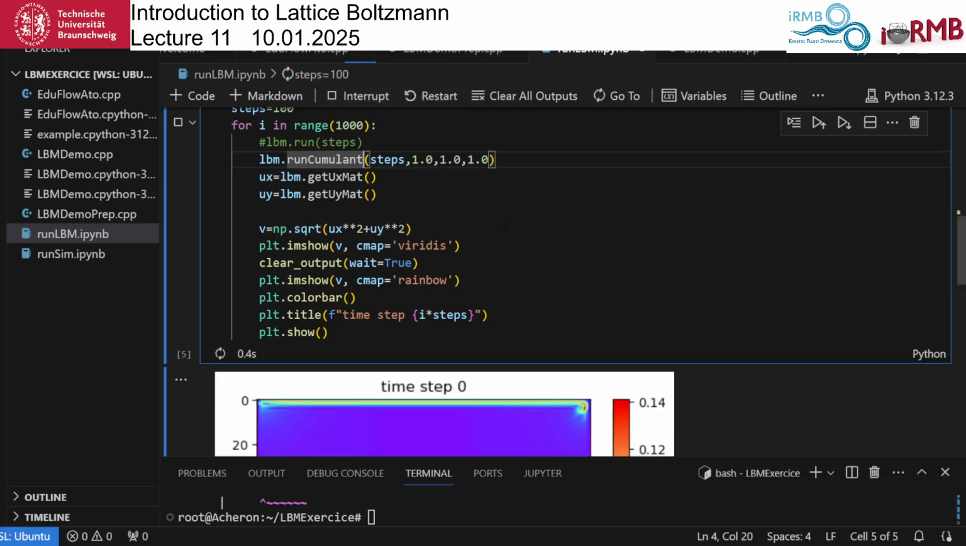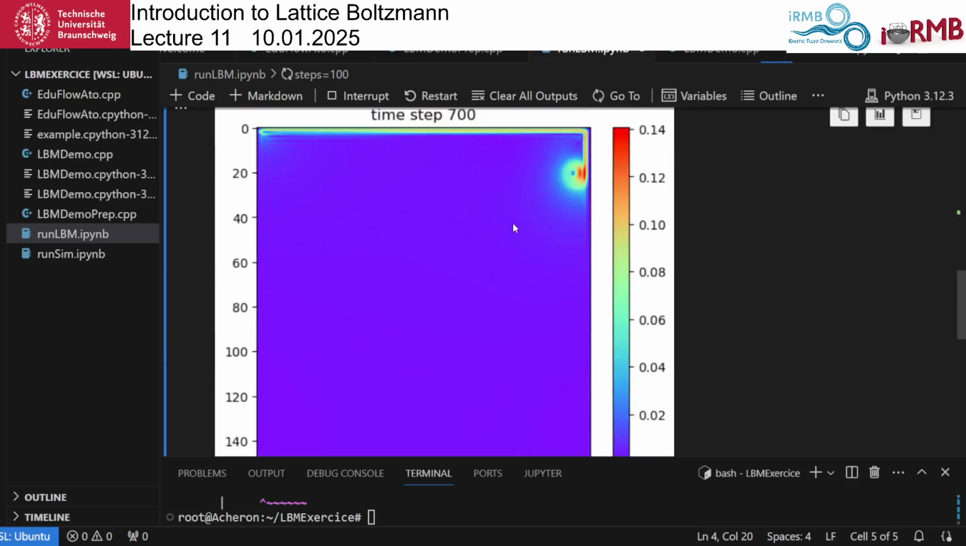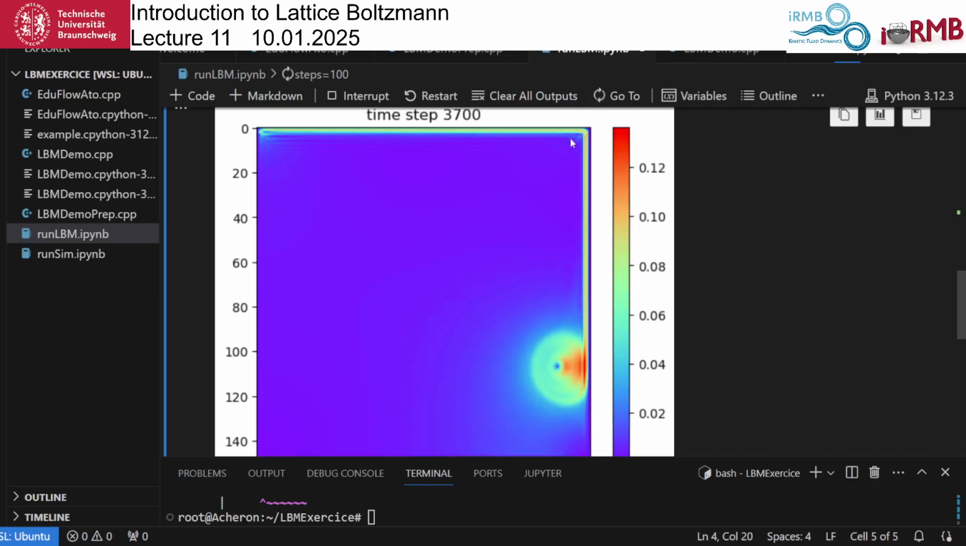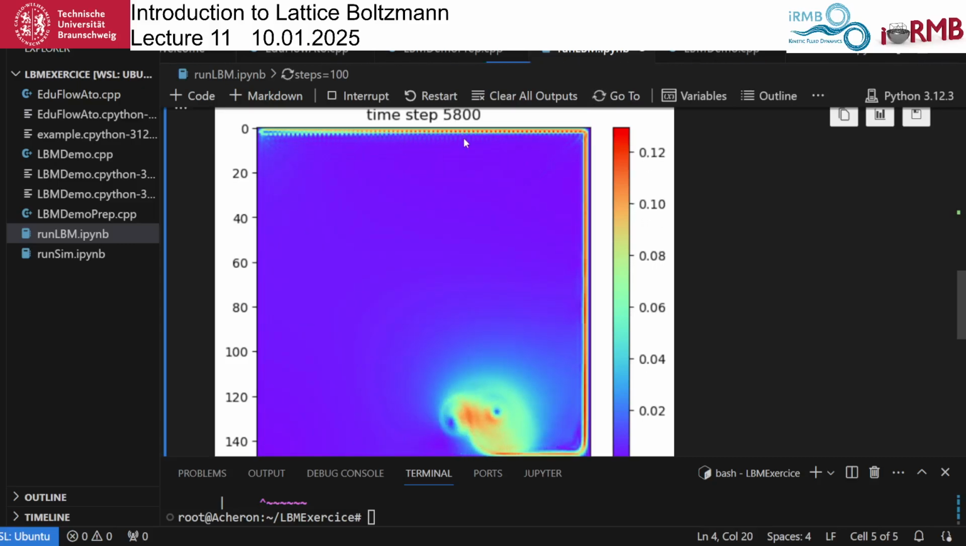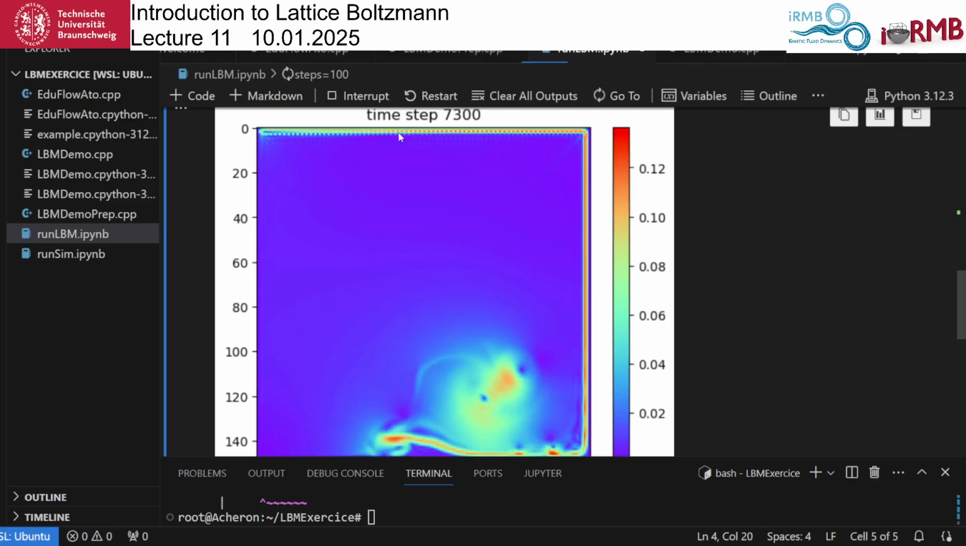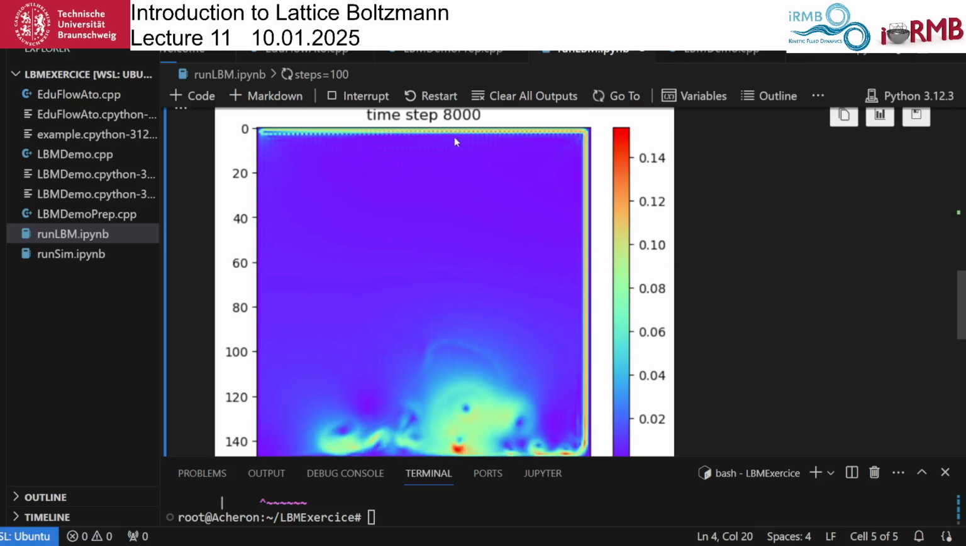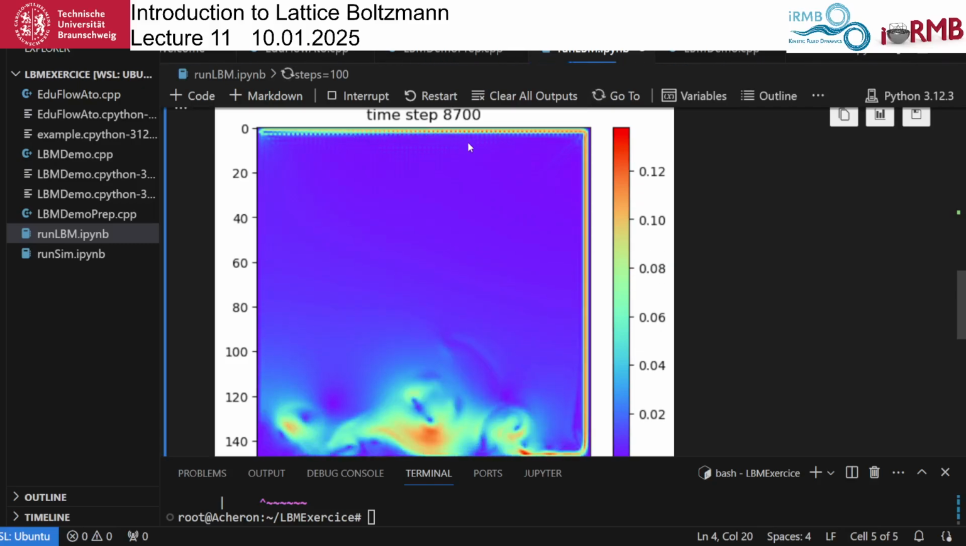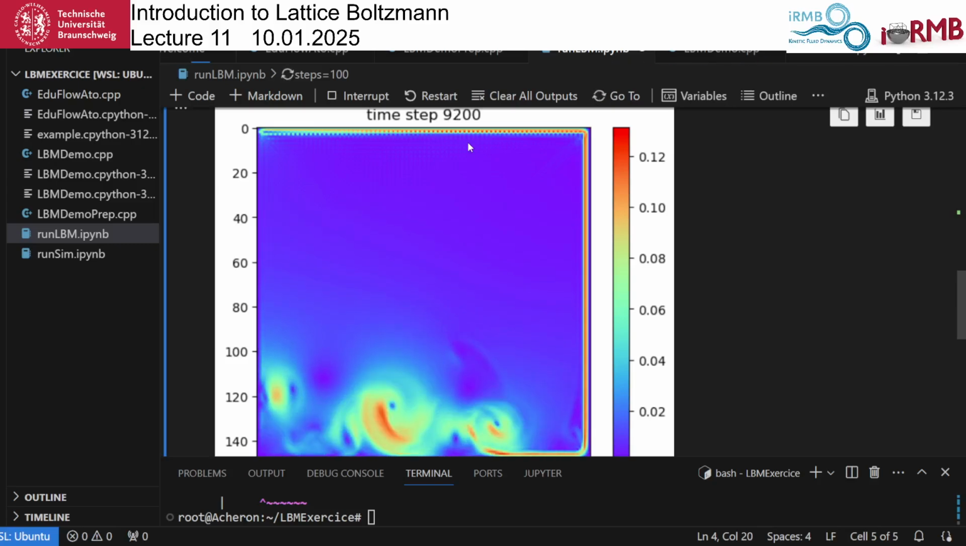And run. Oh, it runs. Okay, let's see what happens. You see, it is in that sense more stable, as the other version already generated a lot of vortices here. What you notice is that it doesn't really like the boundary condition that much. Yeah, so you see some oscillations in the boundary condition.